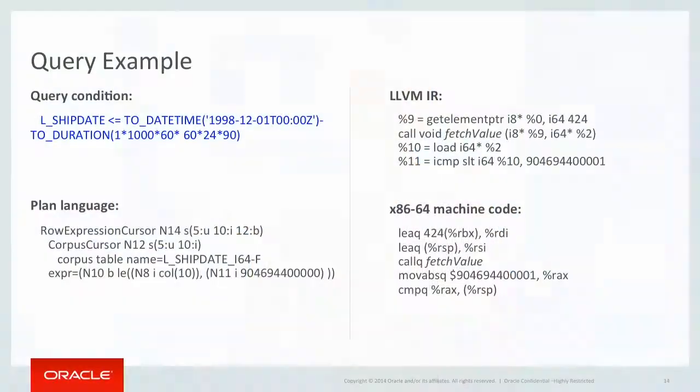So this is the IR, the plan language that we generate, which then gets translated to LLVM IR that looks like this. The fetch value function is the function that's pre-compiled to actually get the value from the corpus. And finally, this is the machine code. So this is pretty optimal. This is the actual code that runs, no virtual function overhead, no type switching, that's it.